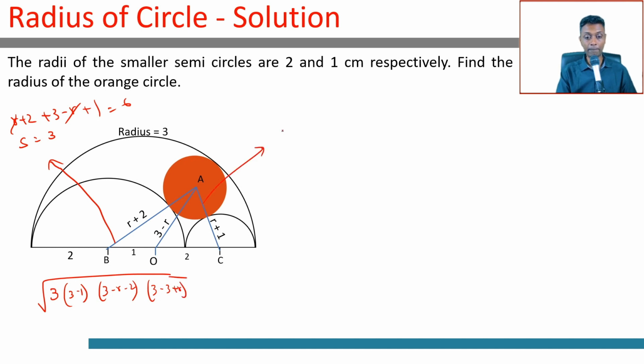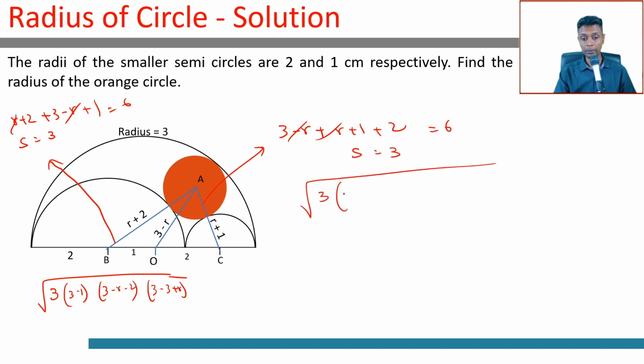Likewise, for this triangle, perimeter is 3 minus r plus r plus 1 plus 2. Again 6. Semi-perimeter is 3. Area is square root of semi-perimeter into (3 minus 2) into (3 minus 3 plus r) into (3 minus of 3 minus r) into (3 minus r minus 1). This is this area. This is this area.